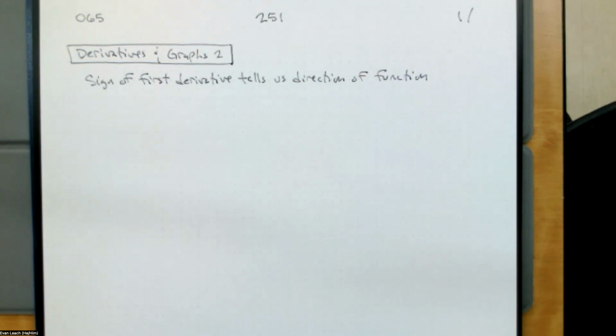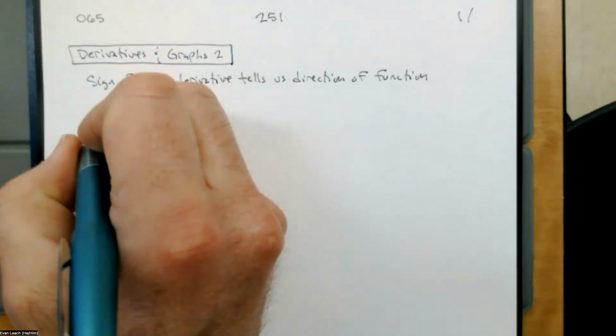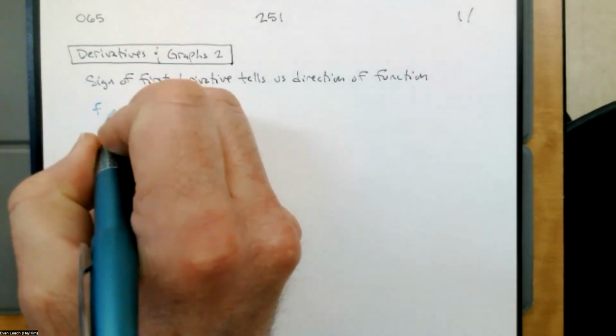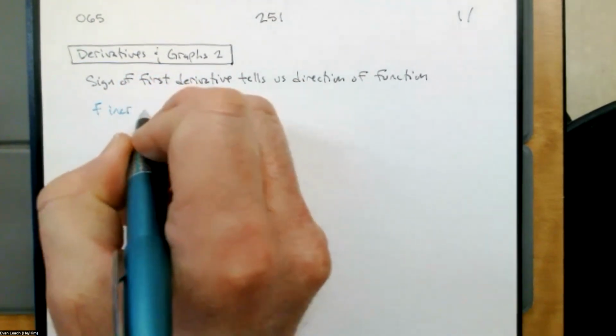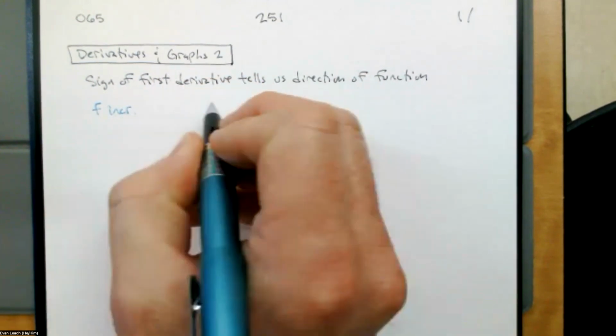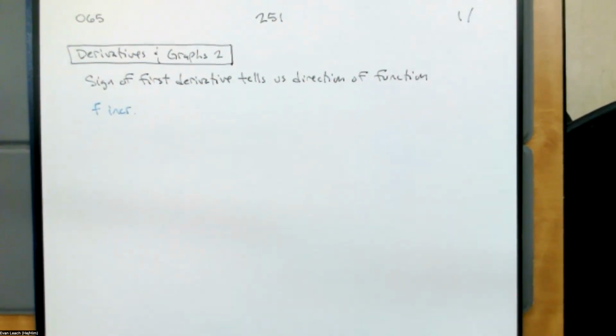What we saw yesterday is that if the function is increasing, then the first derivative will be positive. If the function is increasing at a point or on an interval, then the first derivative will be positive at that point or on that interval. So if f is increasing, then the first derivative is positive.